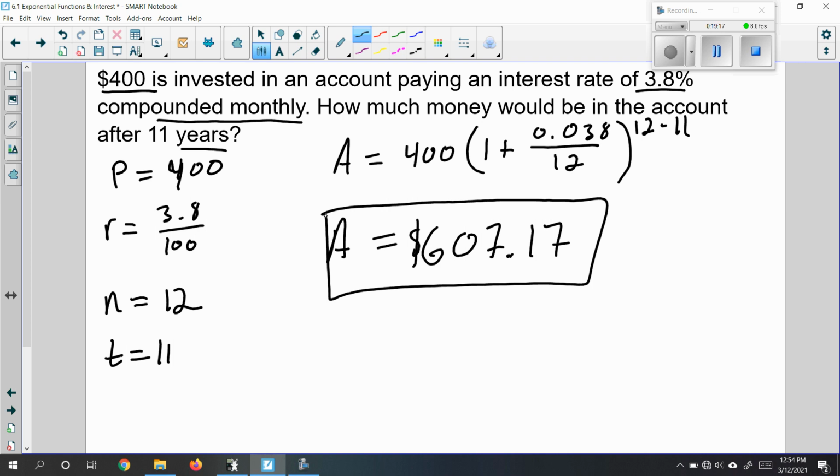You can imagine that the larger n gets, in other words, the more frequently interest is computed, the more money you'll make in a year. So interest that's compounded monthly is better than interest that is compounded quarterly, which is better than interest that is compounded annually.